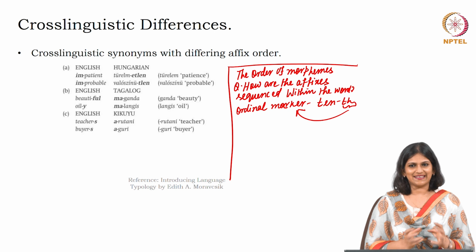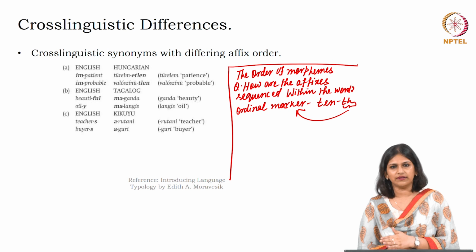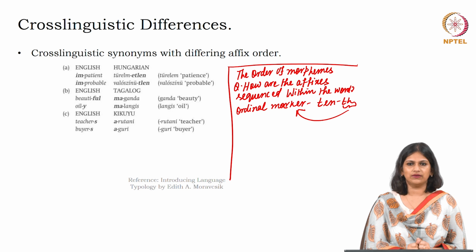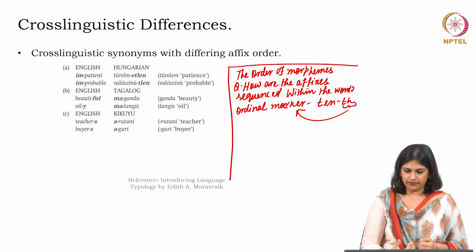In some cases, the affix is occurring at the end of the word or after the root morpheme, and in the other language like Malle, it is happening at the beginning of the word or before the root word. So how do we find out a typological pattern, or is it actually possible to find out a typological pattern when you are discussing the order of morphemes in case of morphological typology, right?